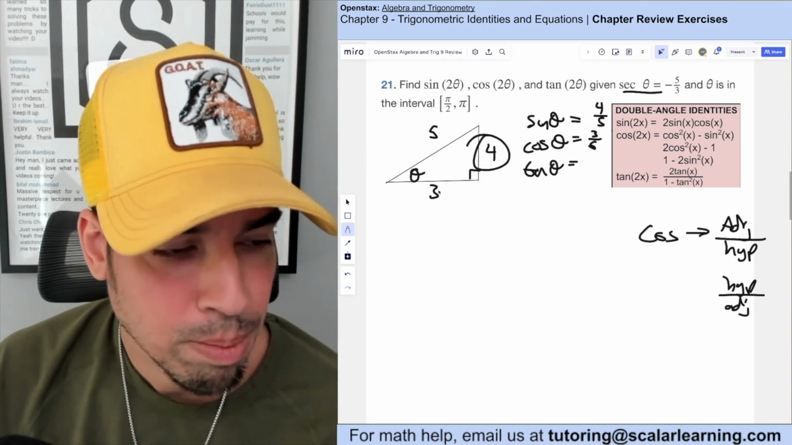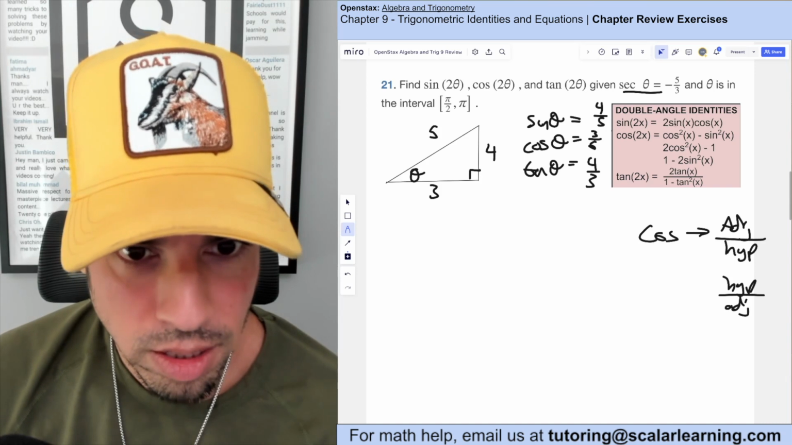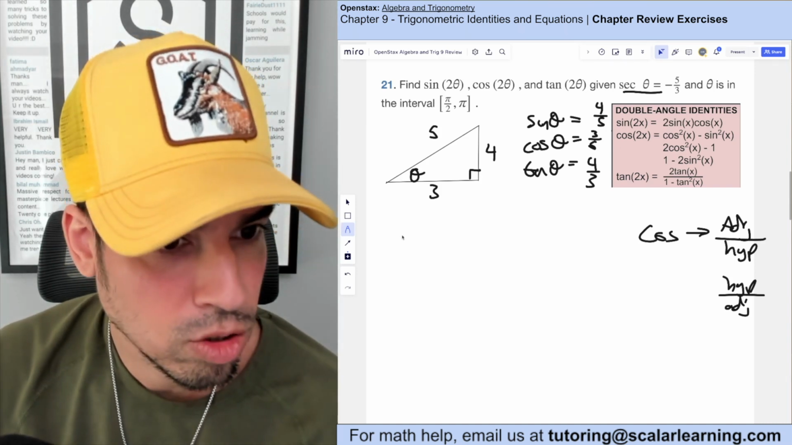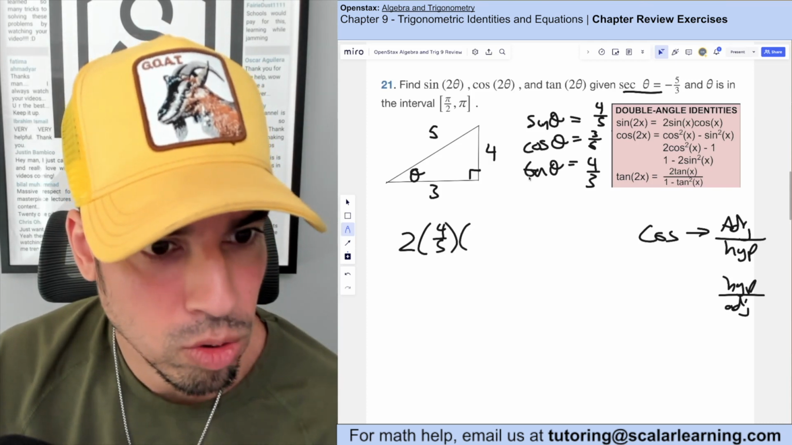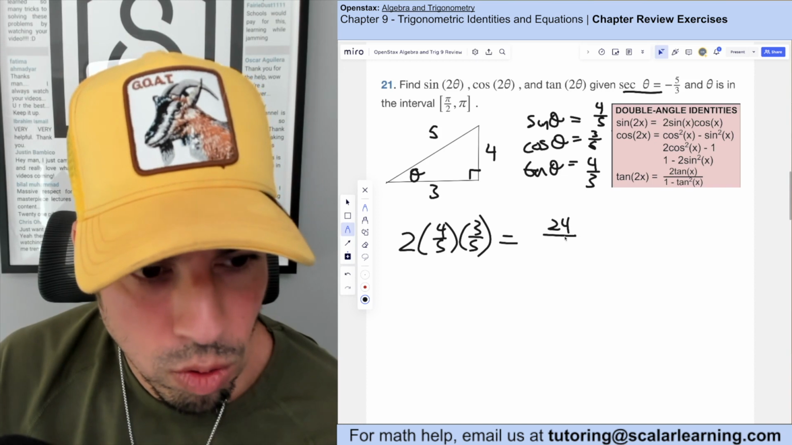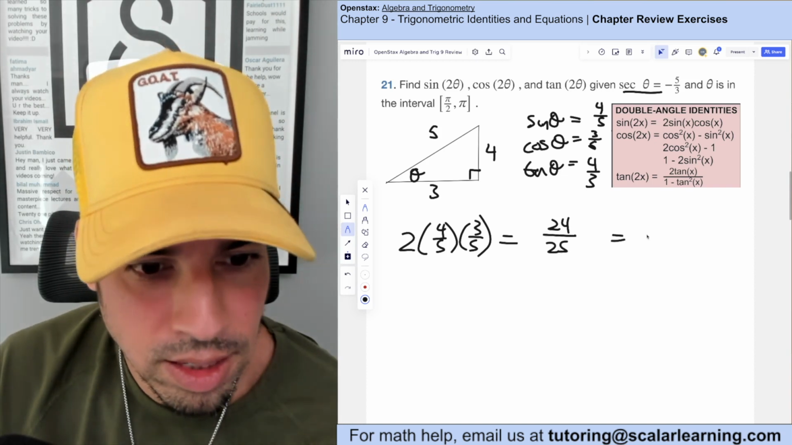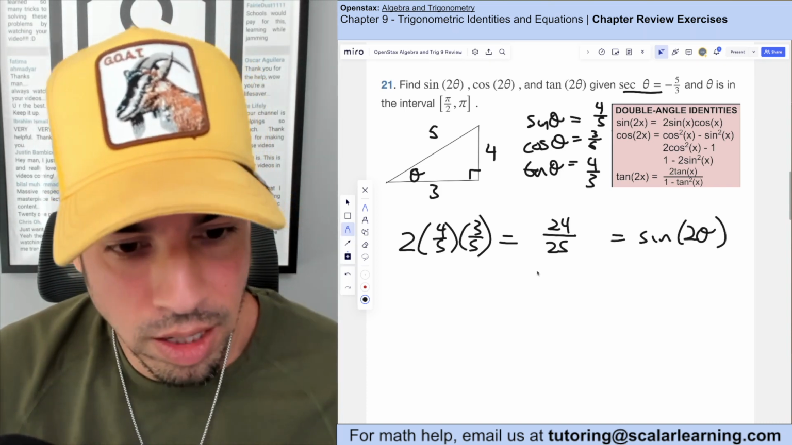And tangent is opposite over adjacent, which is 4/3. Now, sine of double theta is 2 sine cosine, so it's 2 times sine theta, which is 4/5, and then cosine theta, which is 3/5, which equals 24 over 25. Now, again, that is sine of 2 theta. We still haven't addressed whether or not this is positive or negative. We'll get back to that.